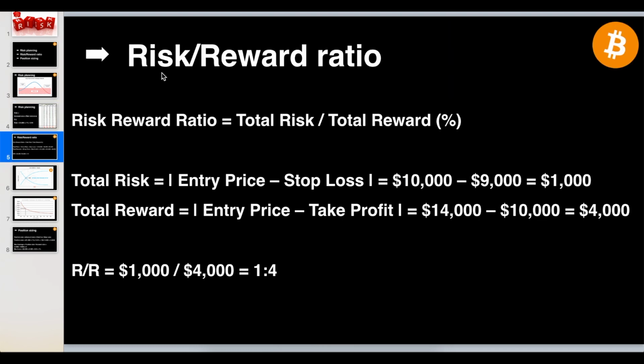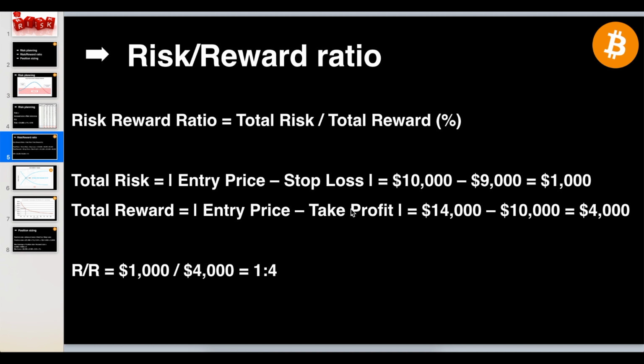Now the important thing, which is the risk to reward ratio, and it's pretty straightforward. What you do is take your maximum risk divided by your potential maximum reward. Let's say you're going long or short, and that's why you would have the absolute value here. The total risk is the entry price minus the stop loss. If you're buying Bitcoin at $10,000 and your stop loss is at $9,000, then your total risk is $1,000.